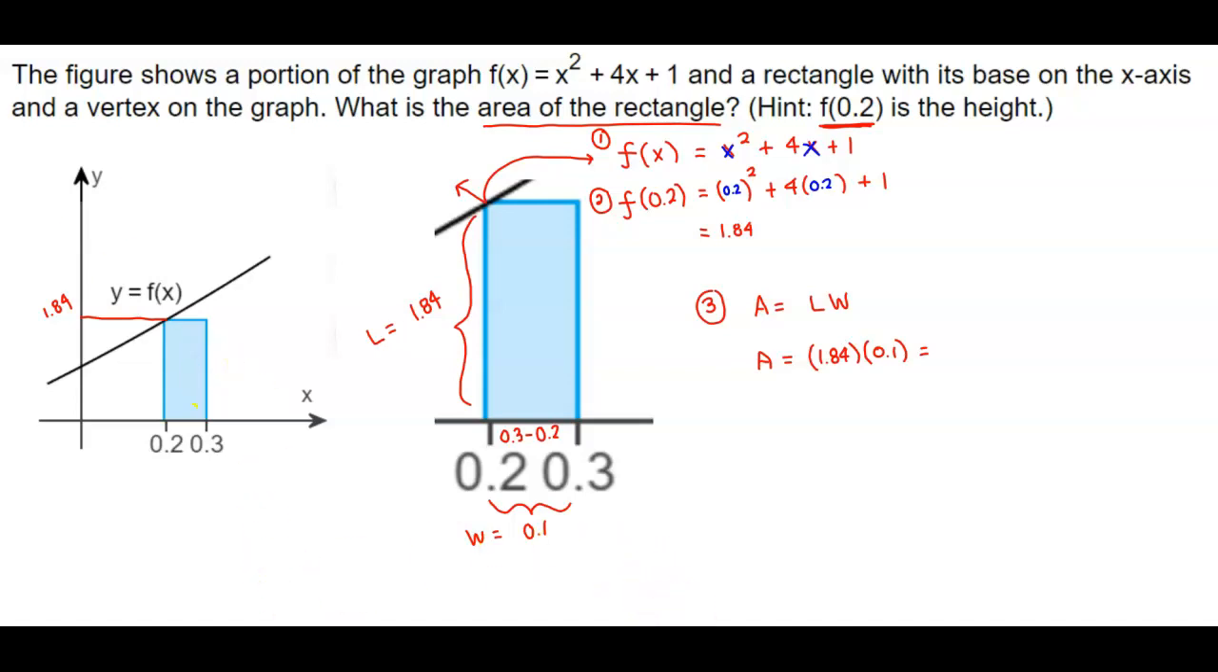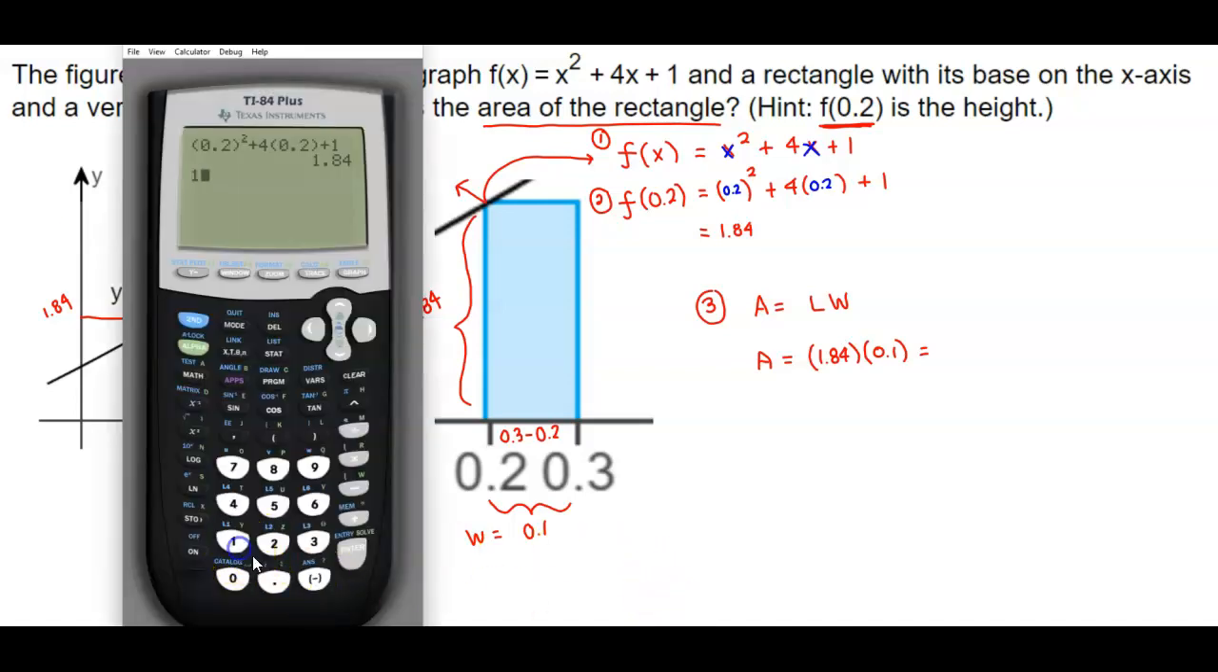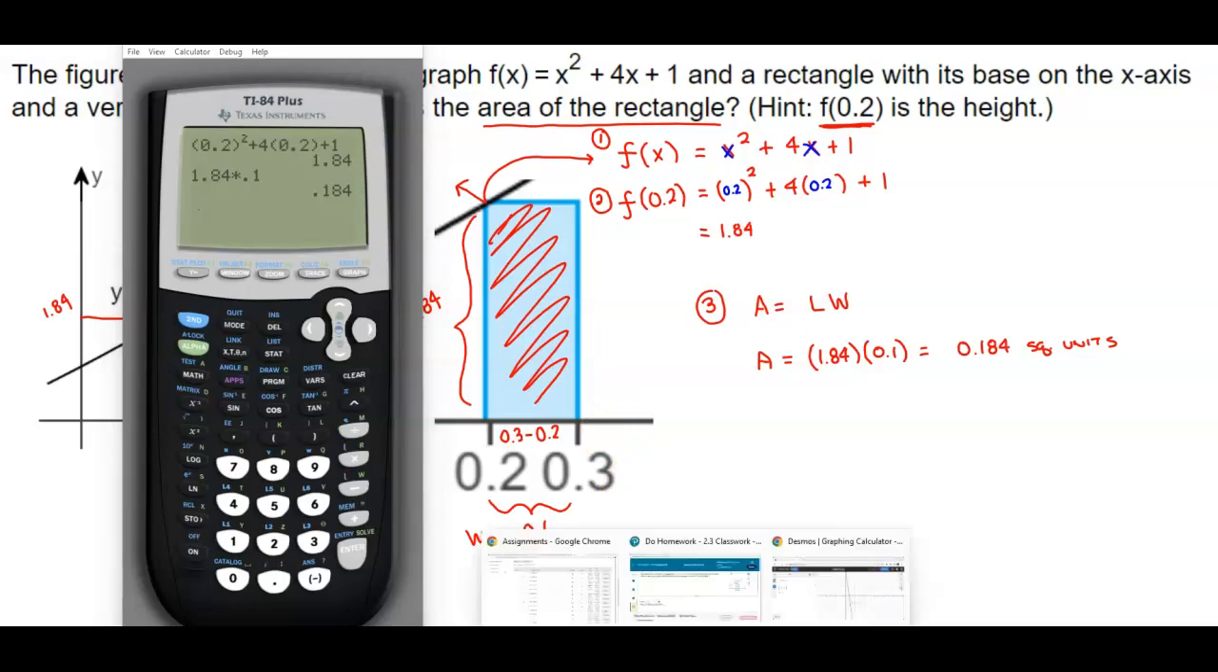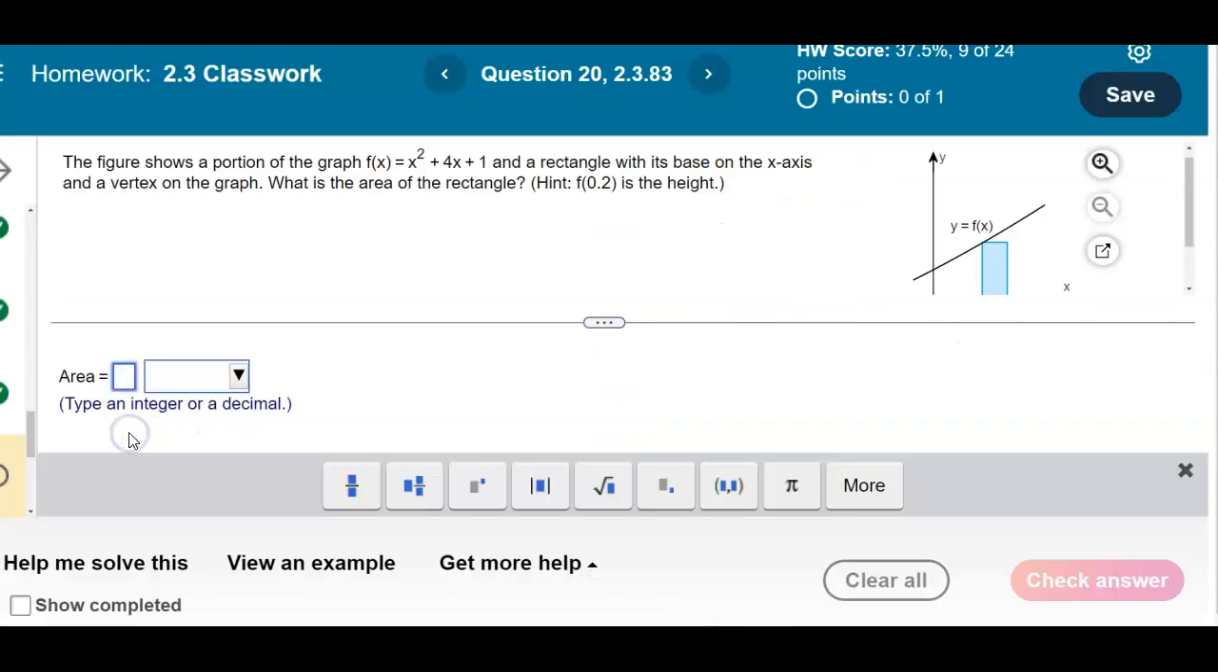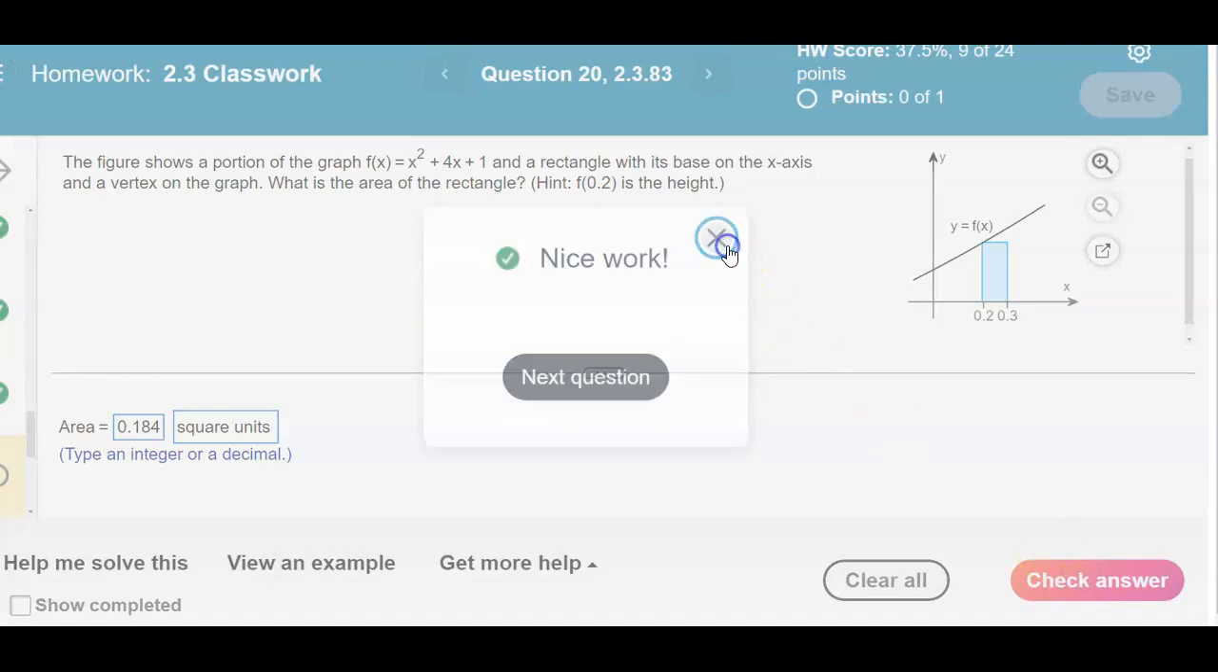So let's go ahead and do that. We're going to take 1.84, multiply it by 0.1, and that gives us 0.184. So that's 0.184 square units. Okay, so that represents this entire area. So let's go ahead and put in our answer. So we get 0.184, and then we have square units. Let's check our answer, and there is our result.